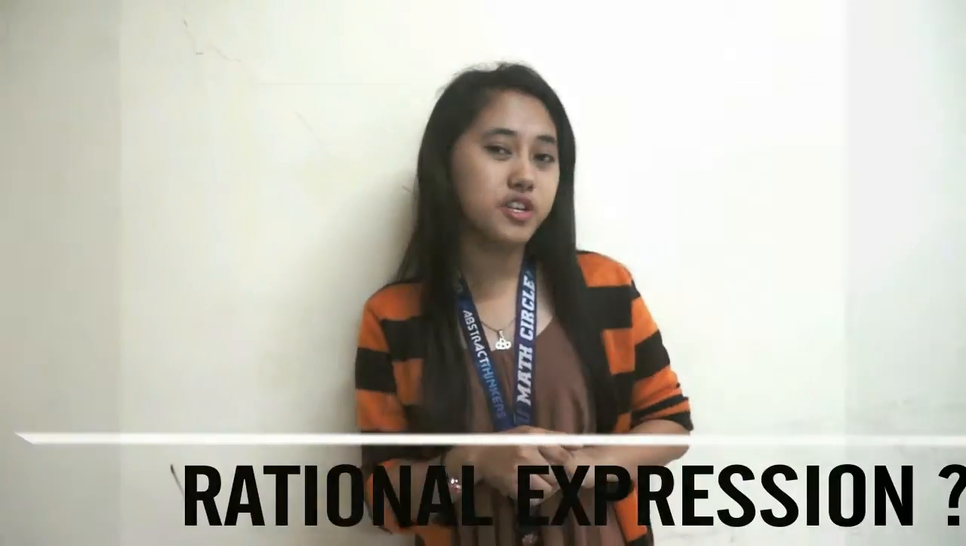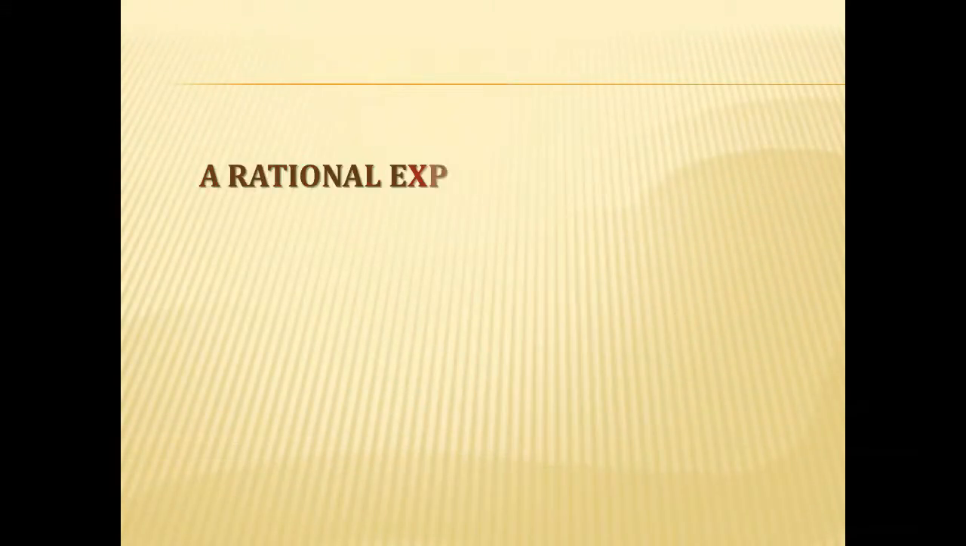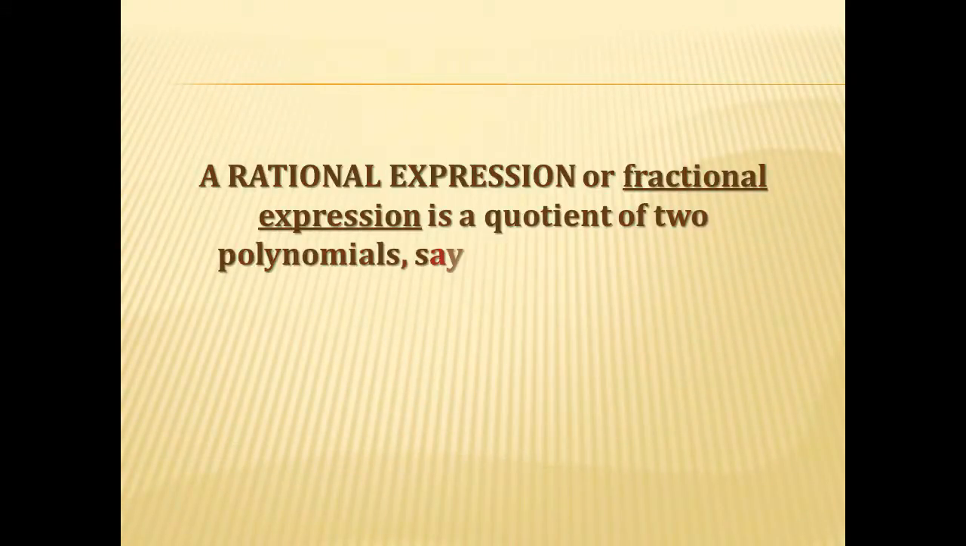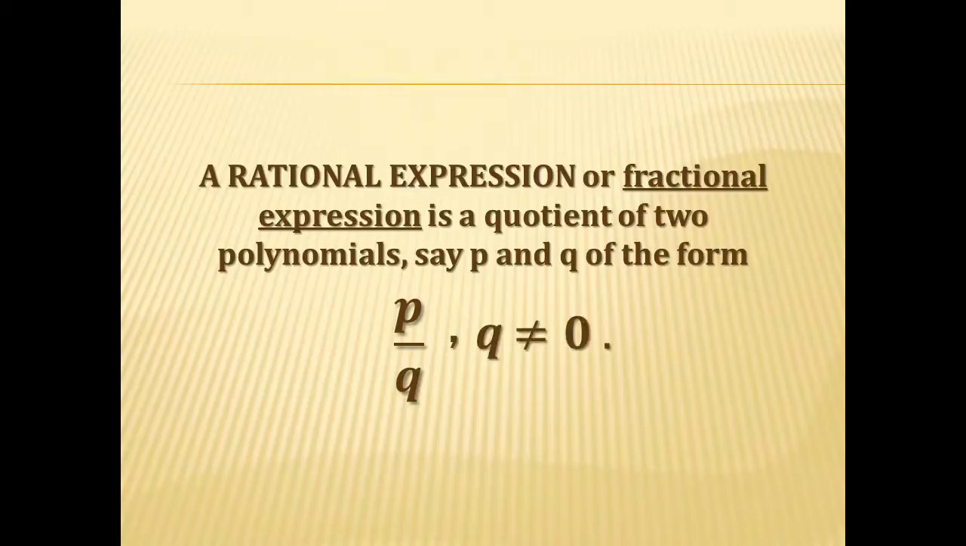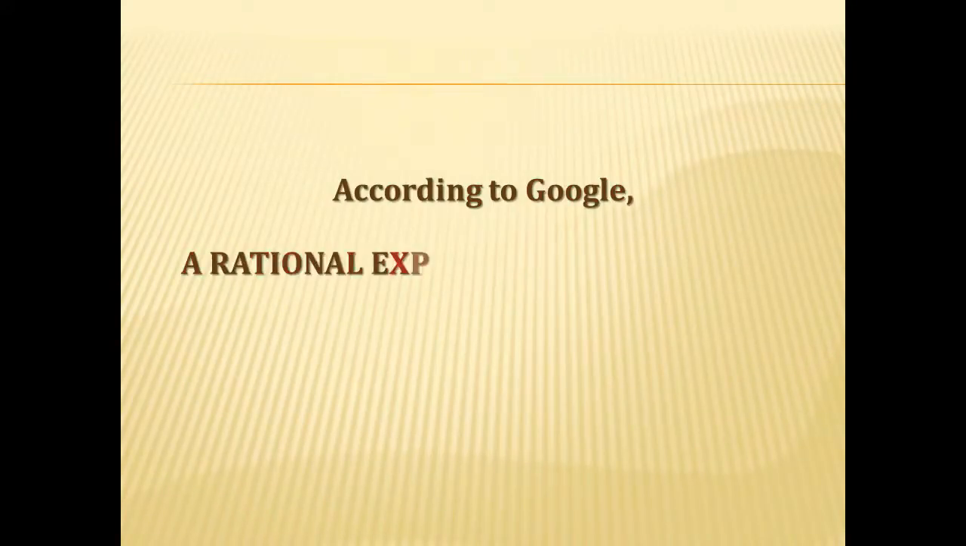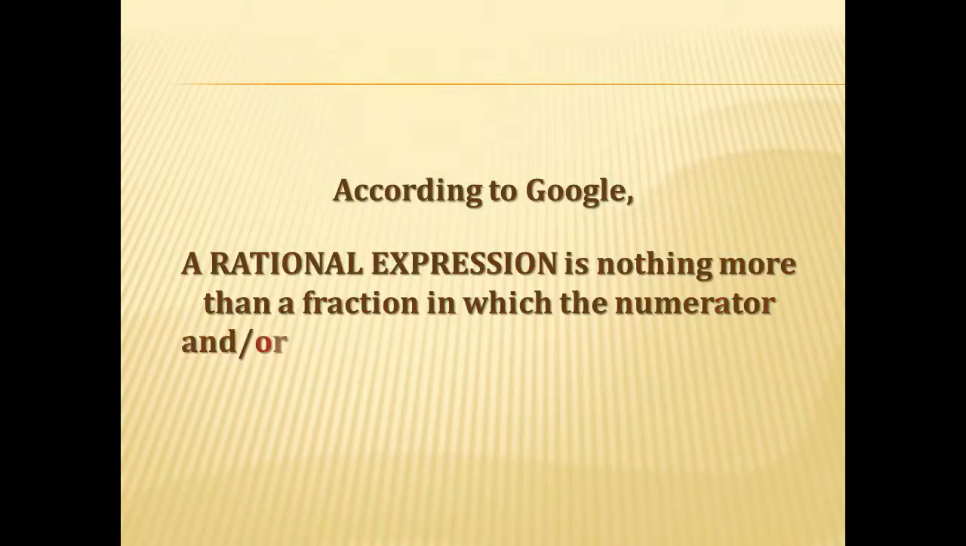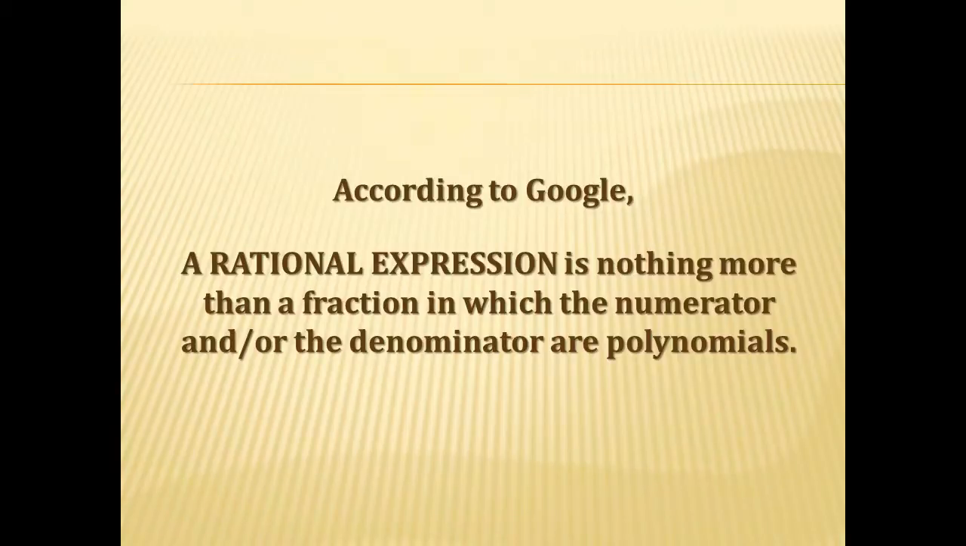Rational expressions. But before we proceed with adding and subtracting rational expressions, let us first define what a rational expression is. A rational expression or fractional expression is a quotient of two polynomials, say p and q, of the form p over q, where q is not equal to 0. According to Google, a rational expression is nothing more than a fraction in which the numerator and/or the denominator are polynomials.